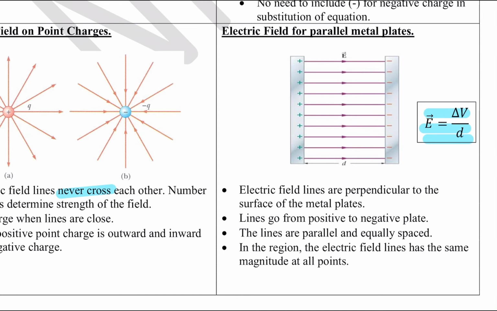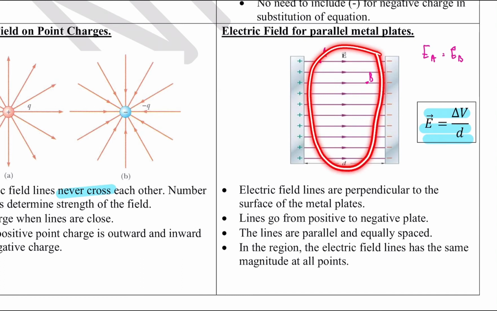Okay, lines go from positive to negative plate. The lines are parallel and equally spaced, sama jarak. In the region, the electric field has the same magnitude at all points. Okay, so maksudnya kalau kita ada point A kat sini, point B kat sini, E at A akan sama dengan E at B. Maksudnya electric field dekat tengah-tengah ni akan sama sahaja, regardless of the position.